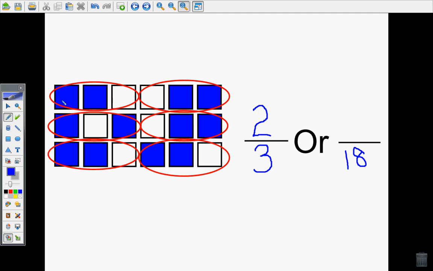Now counting how many are colored, I have 1, 2, 3, 4, 5, 6, 7, 8, 9, 10, 11, 12. So 2/3 would be the same thing as 12/18.